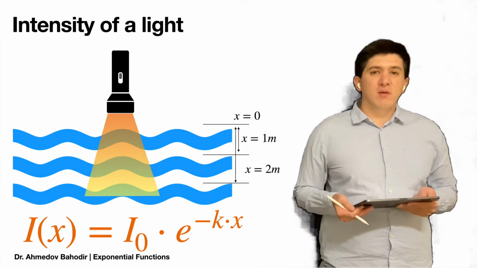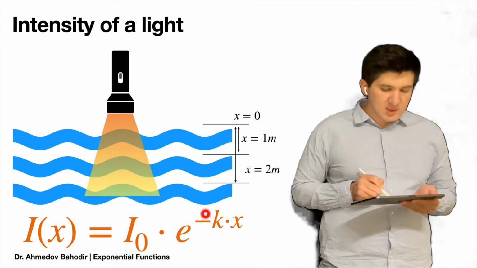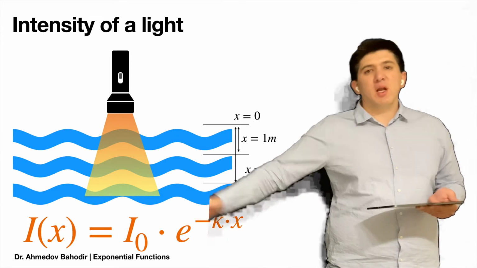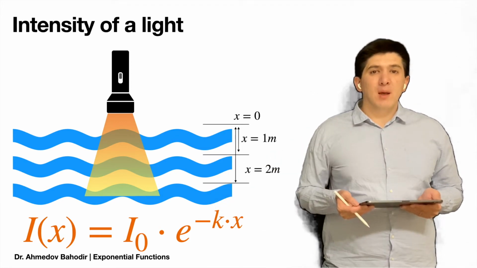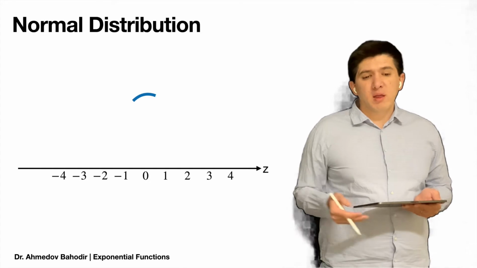Sometimes we call this kind of rule, where you have some number to the power of minus x, an exponential decay. So the intensity of the light is going to decay exponentially. Another example of the exponential function is in probability theory.